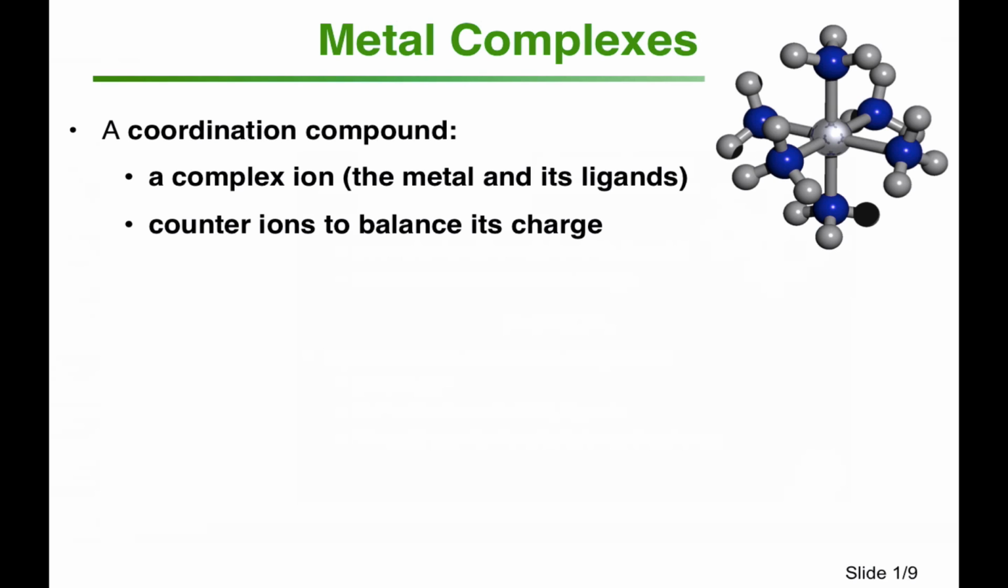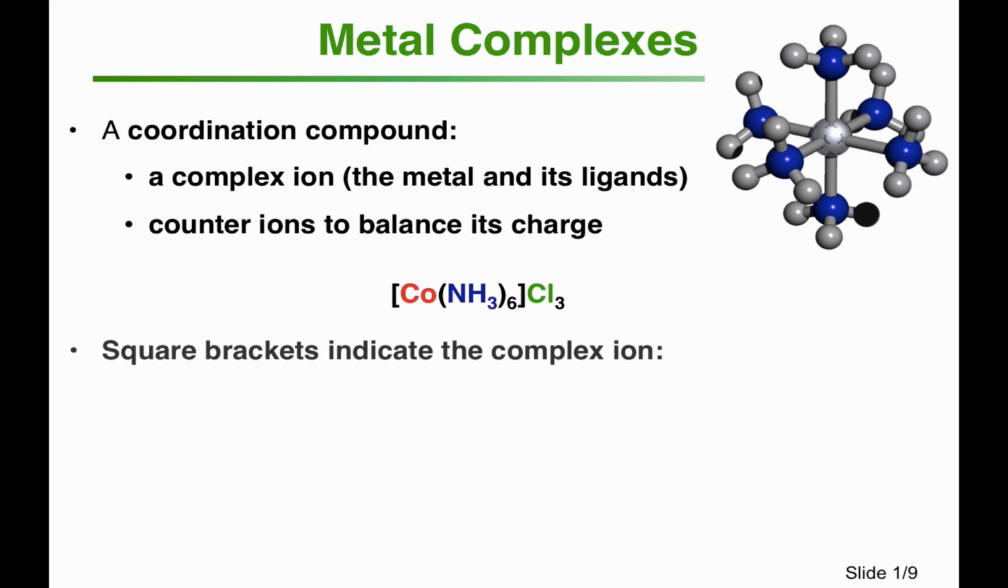In this video, we're going to look at metal complexes. We're going to see how to name coordination compounds and then how to work out the number of d electrons that the metal has. A coordination compound contains a complex and any counterions that are needed to balance the charge of the complex. So here we have a coordination compound of cobalt.